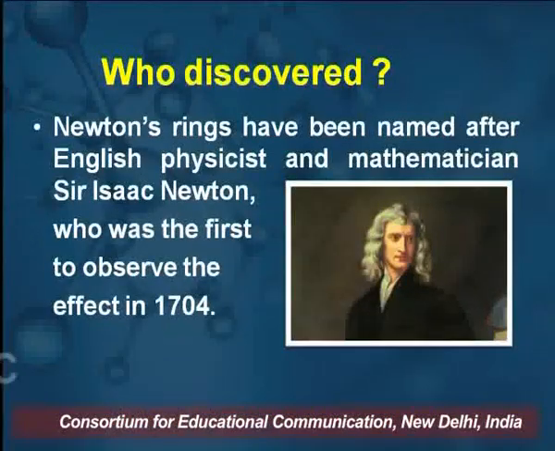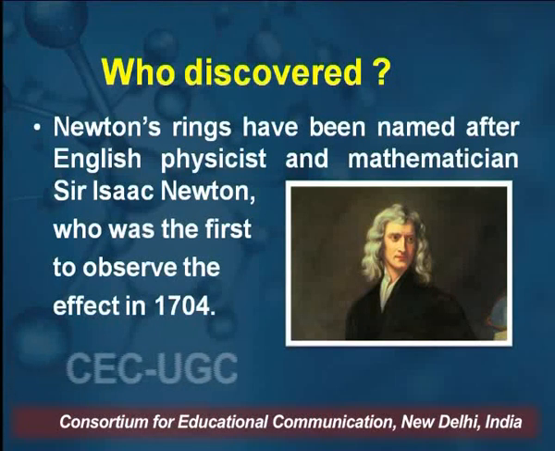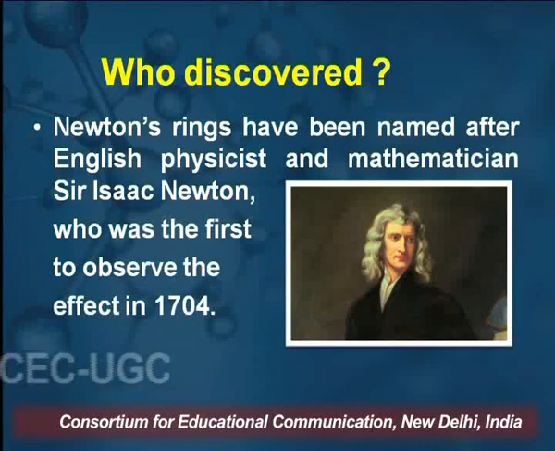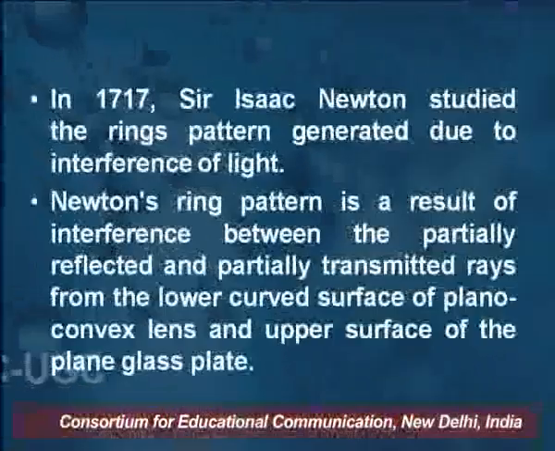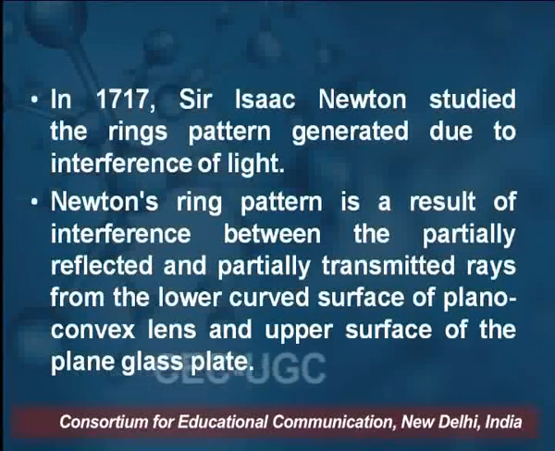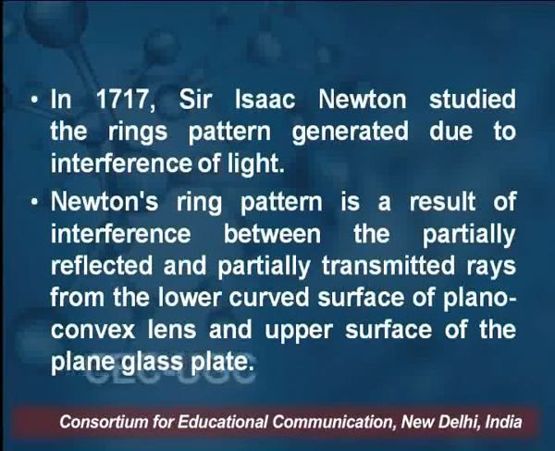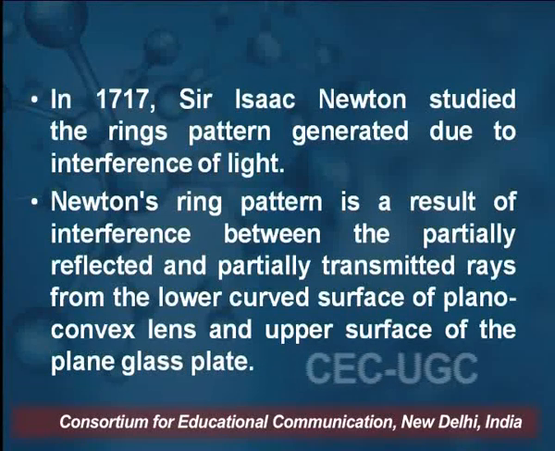Now, who discovered Newton's ring? As the name suggests, Newton was the English physicist and mathematician who discovered Newton's ring, and Sir Isaac Newton first observed this effect in 1704. But in 1717, Sir Isaac Newton studied the ring pattern generated due to the interference of light. These rings we get because of the interference of light. So, this is one type of interference.